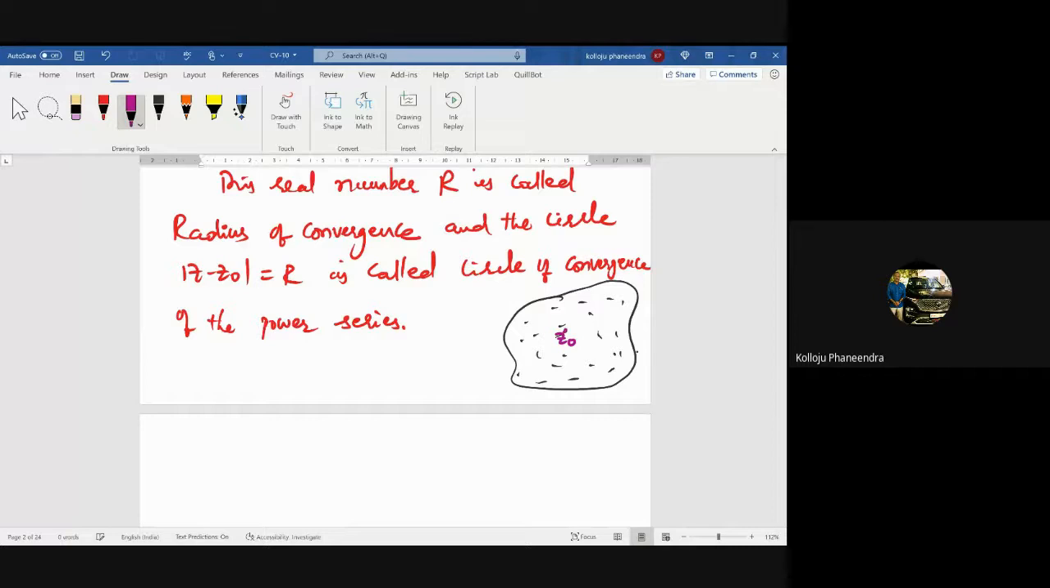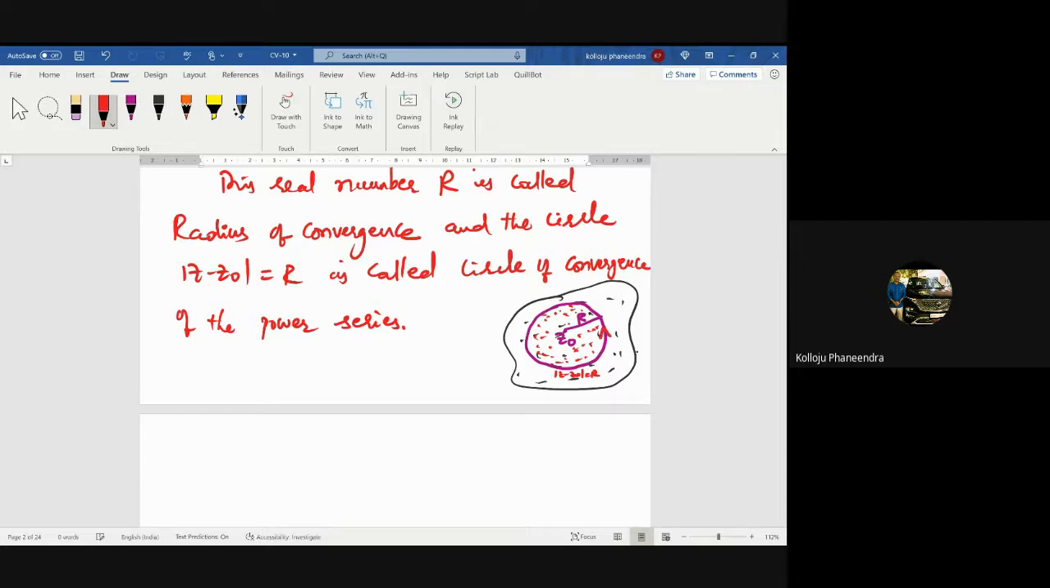With Z0 as center, you construct one circle with radius capital R. Then see, these are the points which lie inside the circle. If at all these points the power series is convergent, what is the equation of the circle here? Mod Z minus Z0 equal to R is the equation of the circle.